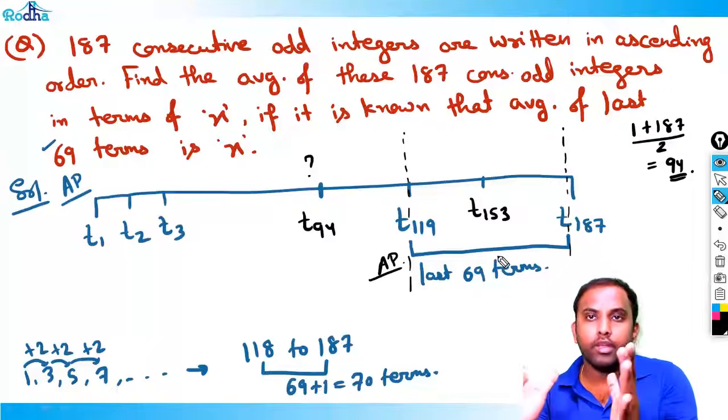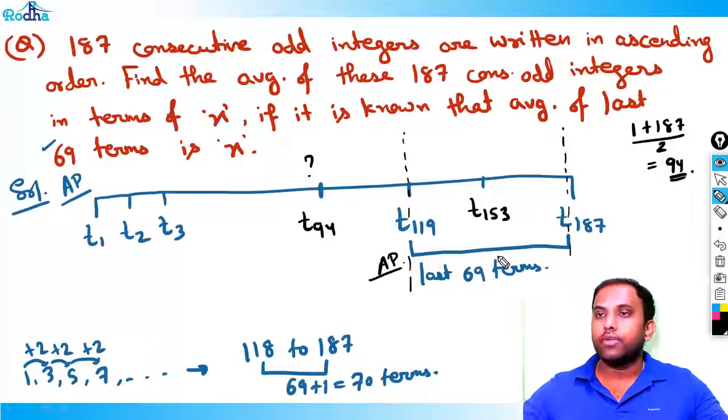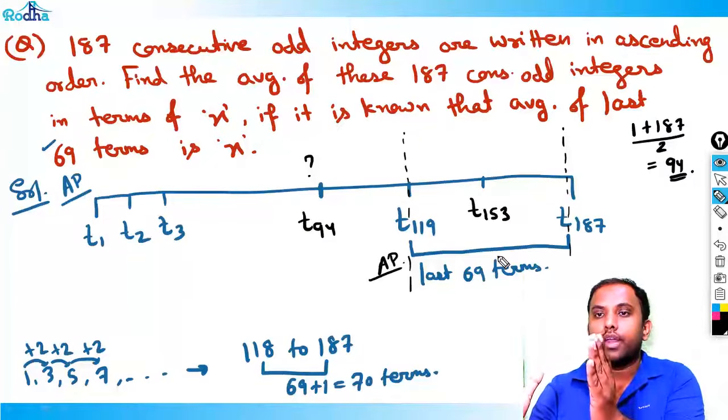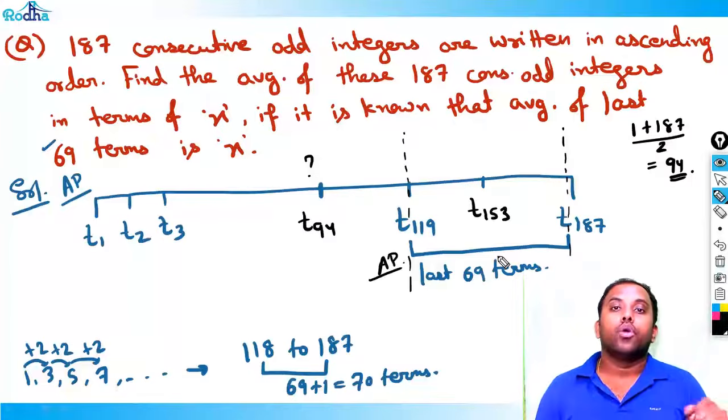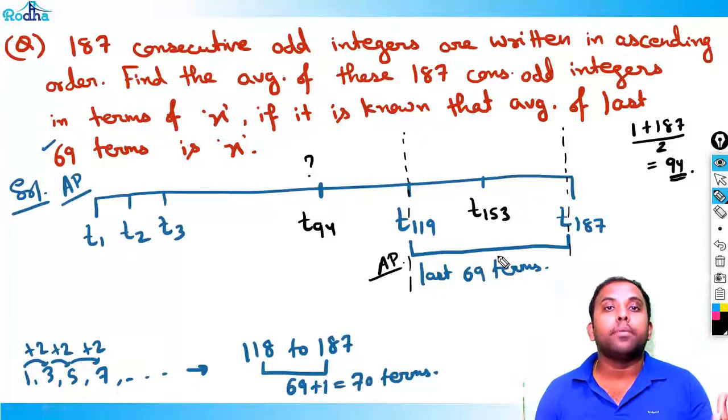I can treat this portion, from T119 to T187, as a separate AP. If this series is an AP, what is the average? It is the middle term. How to calculate the middle term? First term plus last term by 2.